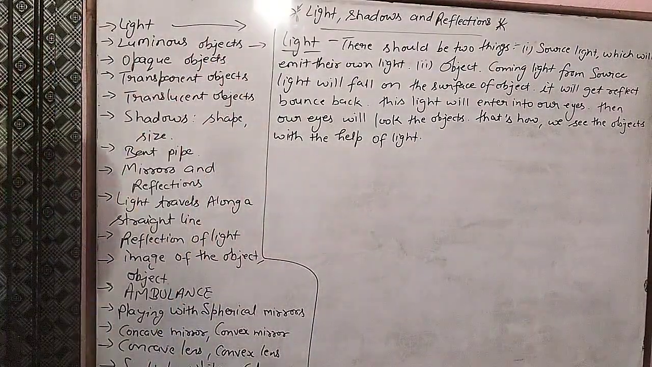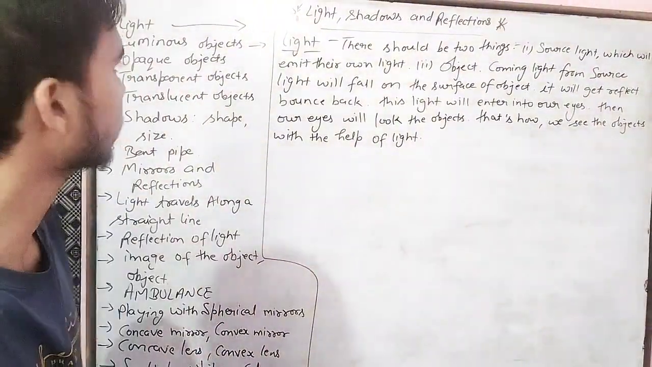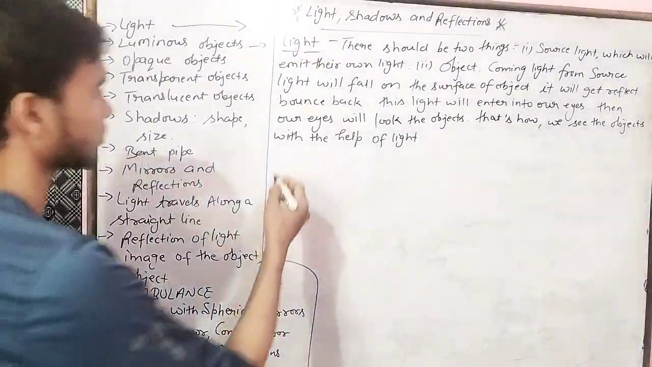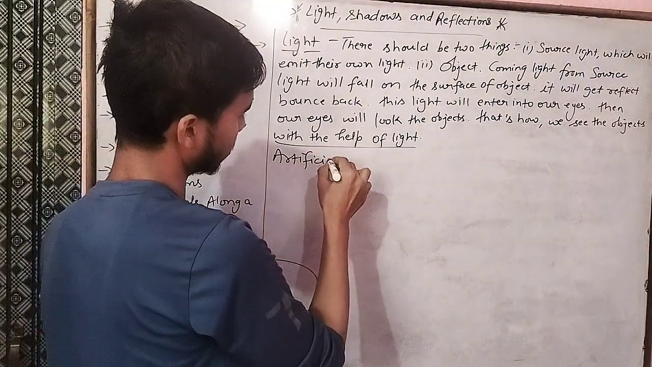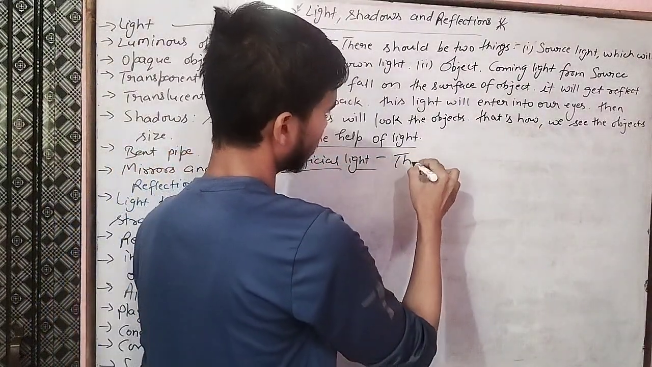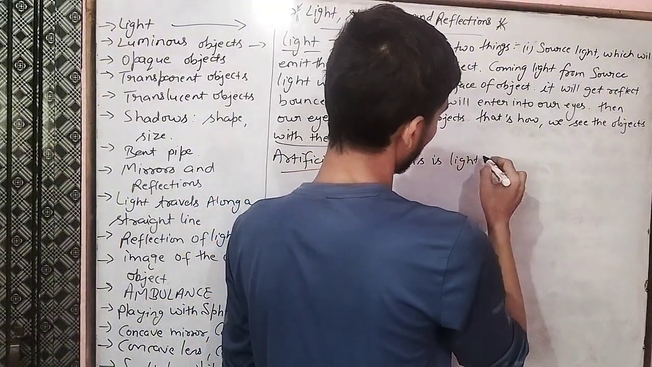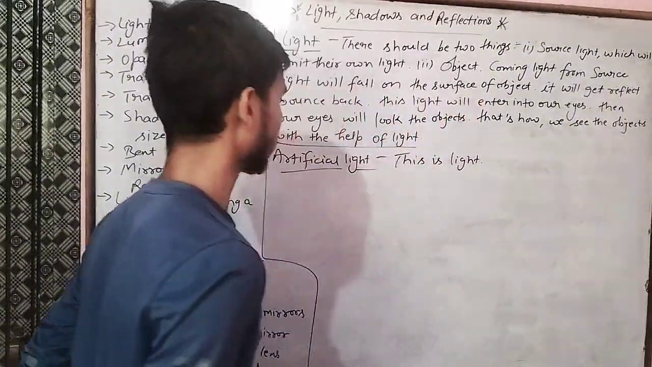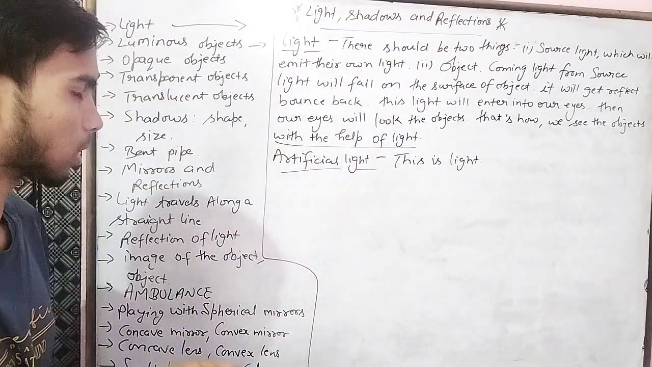Clear? Luminous objects. So before the discussion of luminous objects, we were discussing artificial light and natural light. Artificial light. Okay, artificial light objects we are talking about.